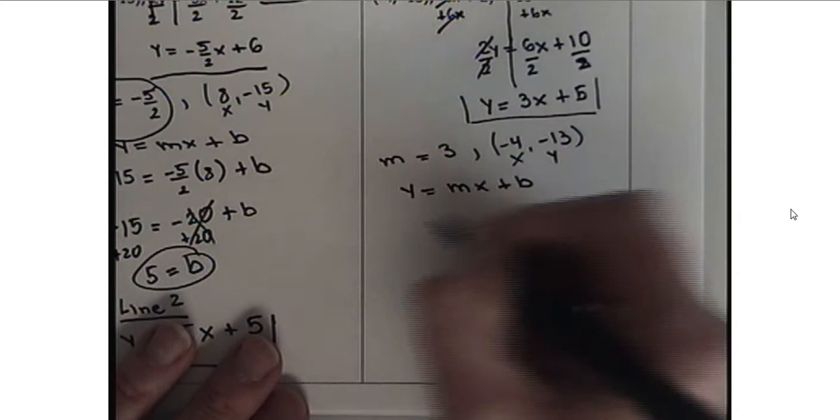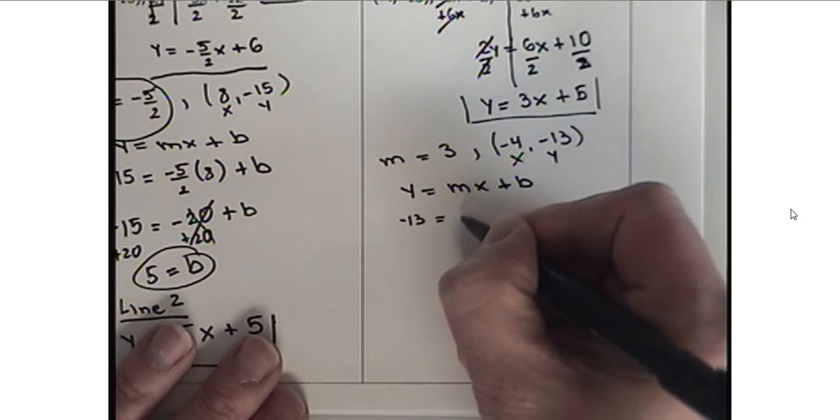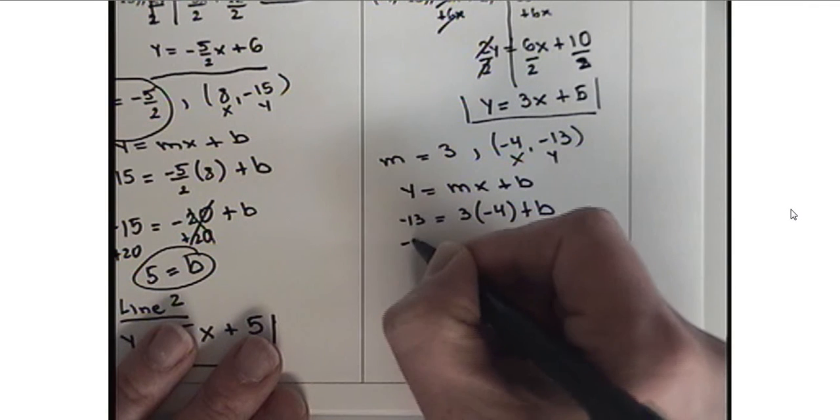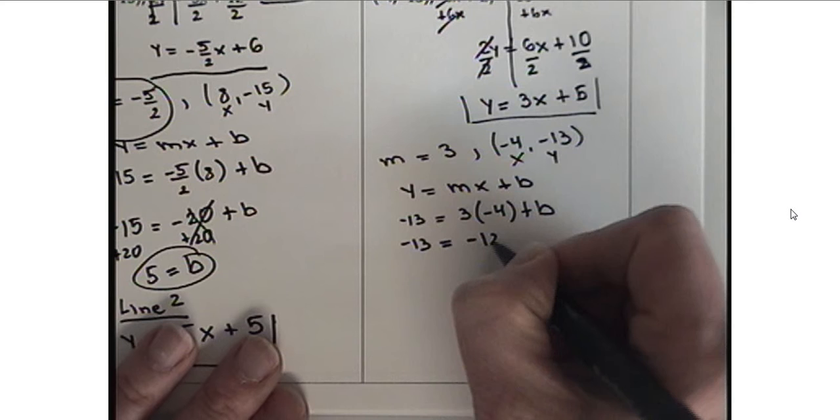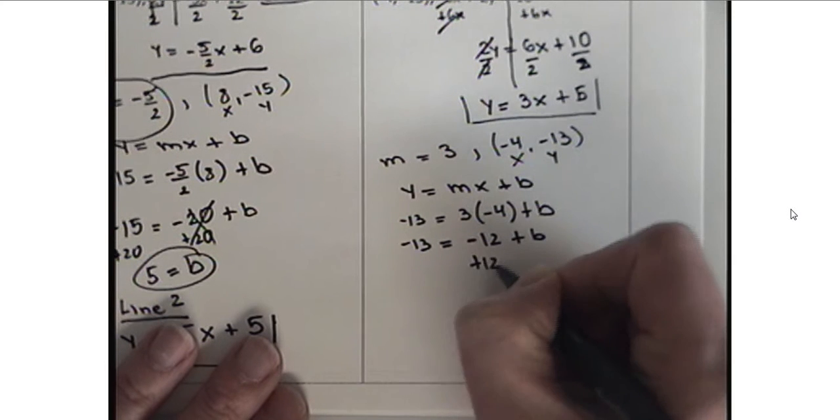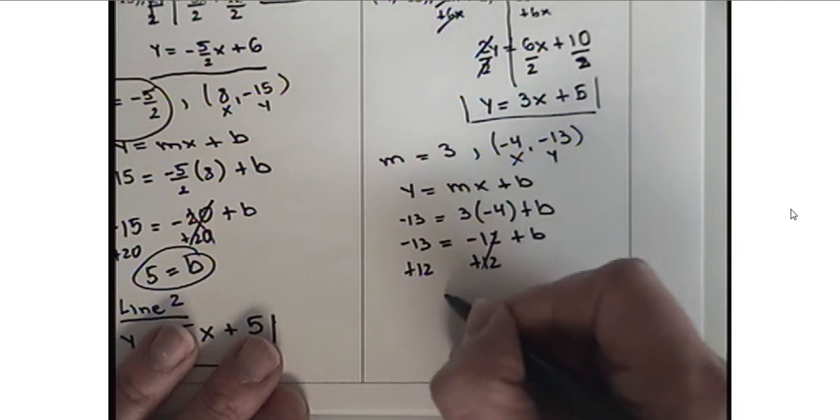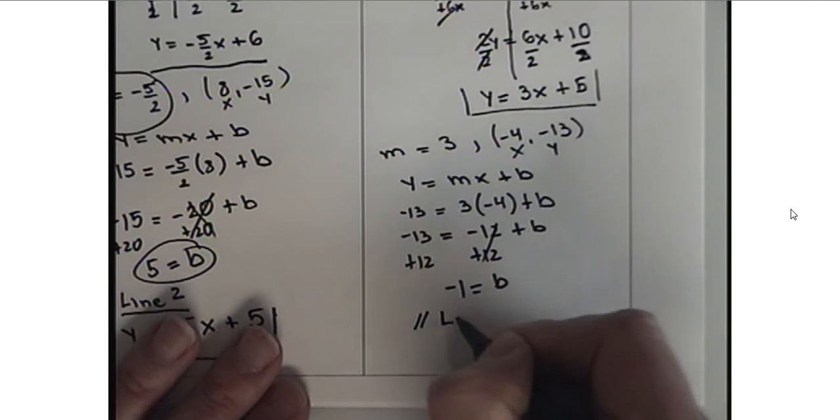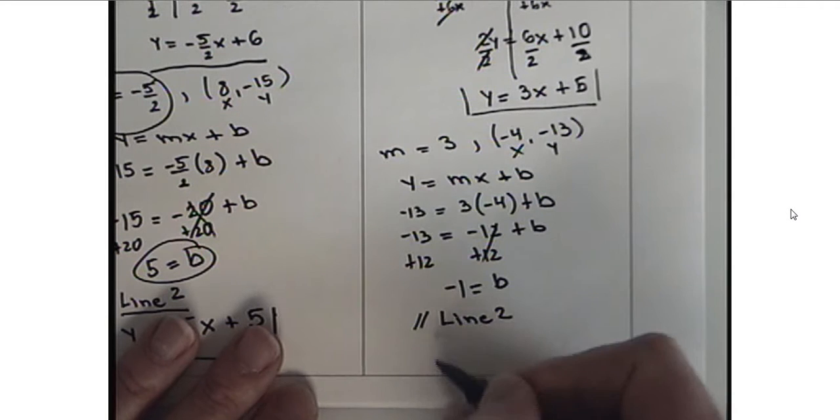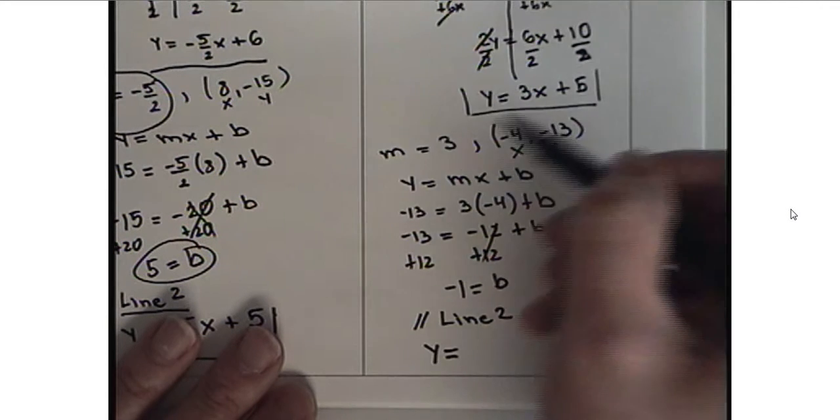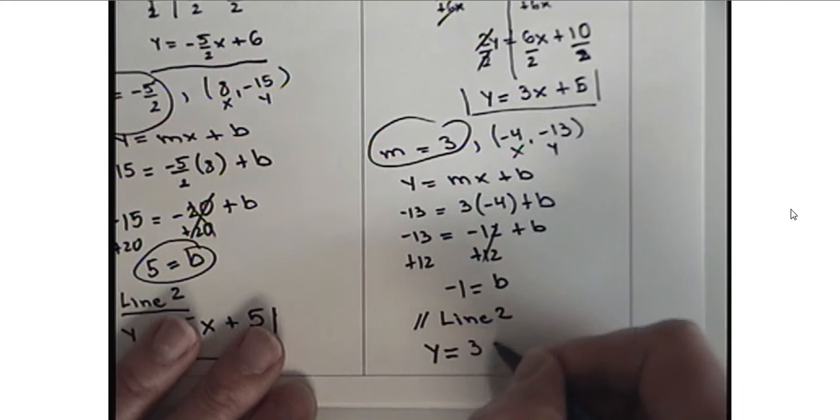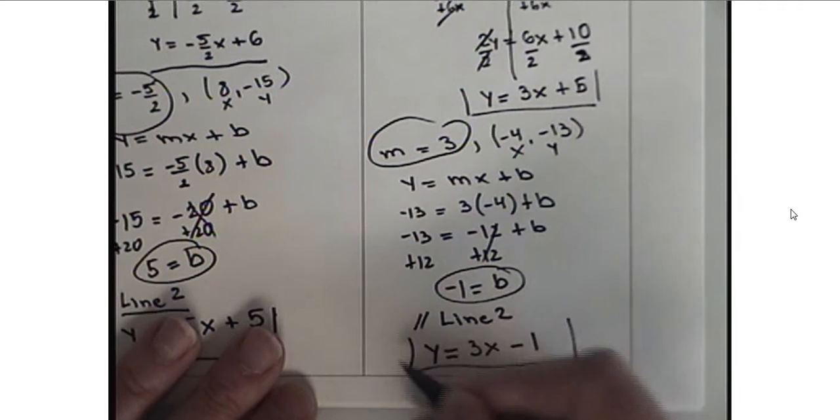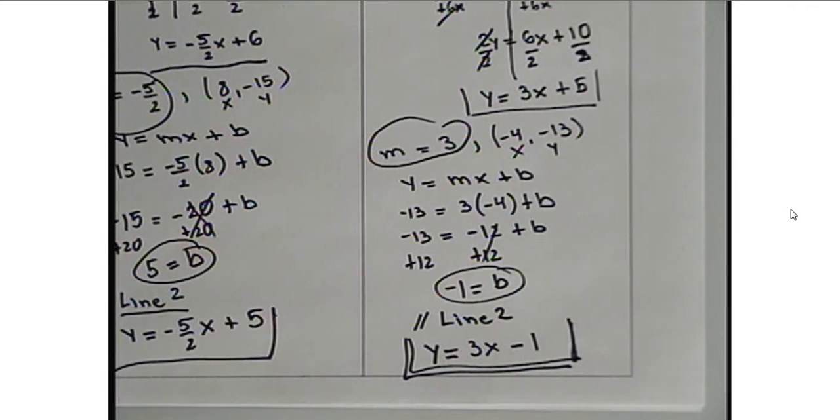So y is negative 13 equals m is 3, x is negative 4, plus b. Negative 13 equals negative 12 plus b. Plus 12 on each side, negative 1 equals b. So the parallel line 2 will have an equation y equals 3x minus 1. So that will be my final answer for this example.